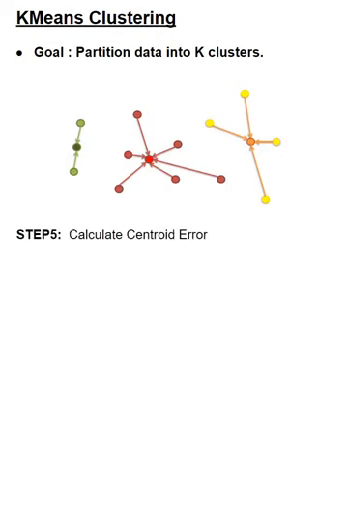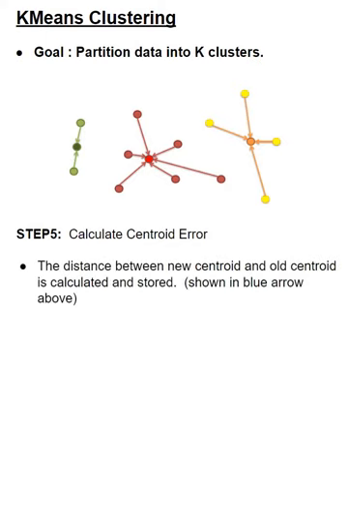The next step, which is the fifth step, is where we calculate the errors for the centroid movement. It is calculated as the distance between the new centroid and the old centroid. We've shown it in blue arrows in the above picture.